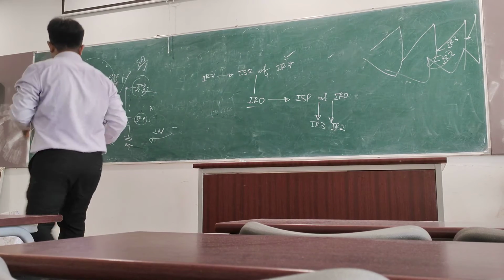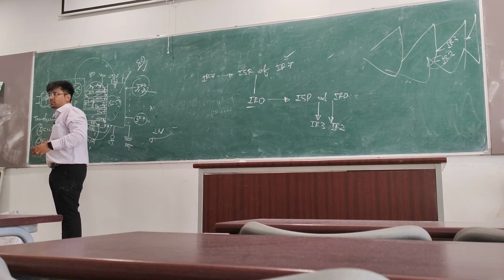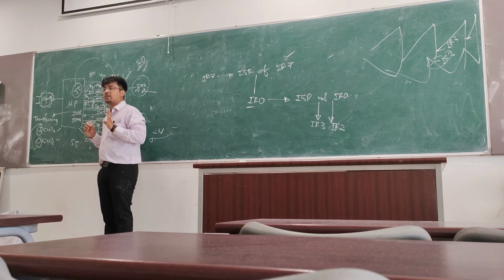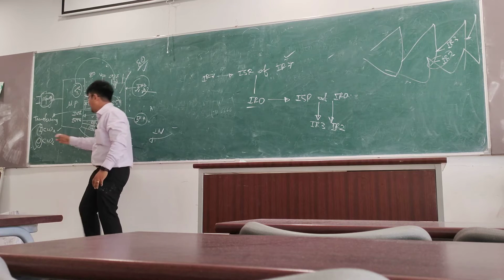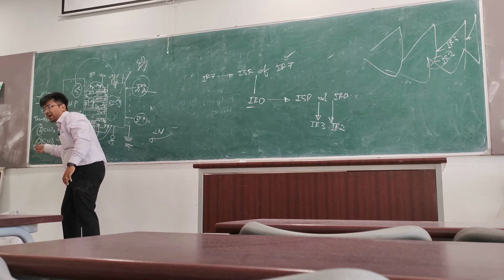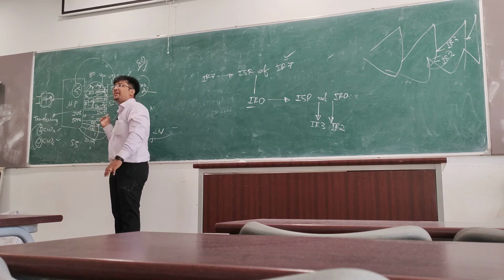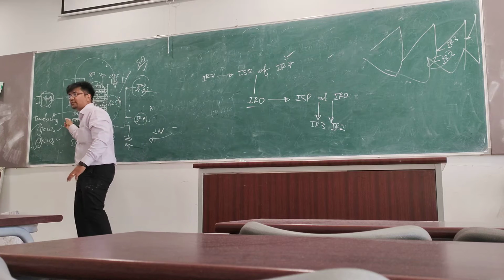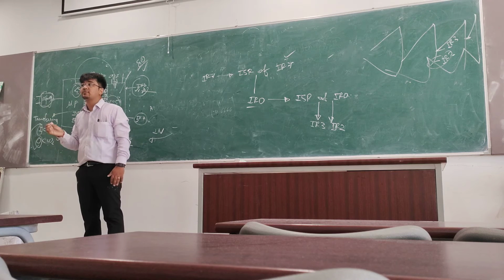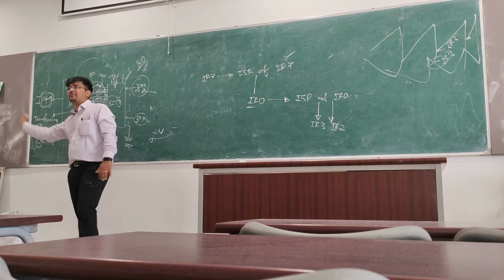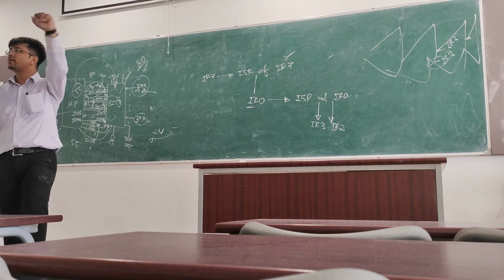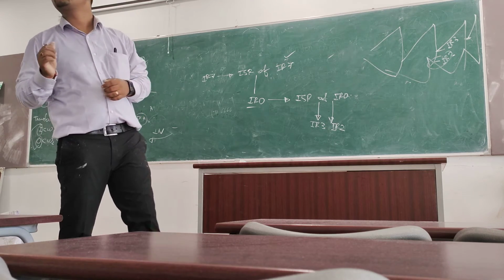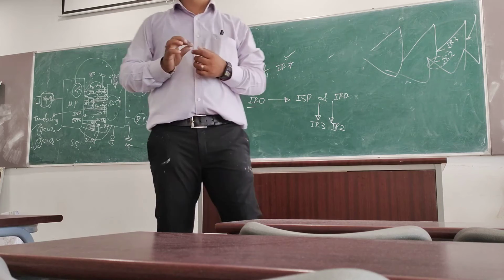Okay, so this much is understood: ICW and OCW. What are these? Command words which the processor will give to the 8259. These are writing operations, because the processor is providing something to the 8259. Is there something which the processor wants from the 8259? Does the processor need something from the 8259? Yes.